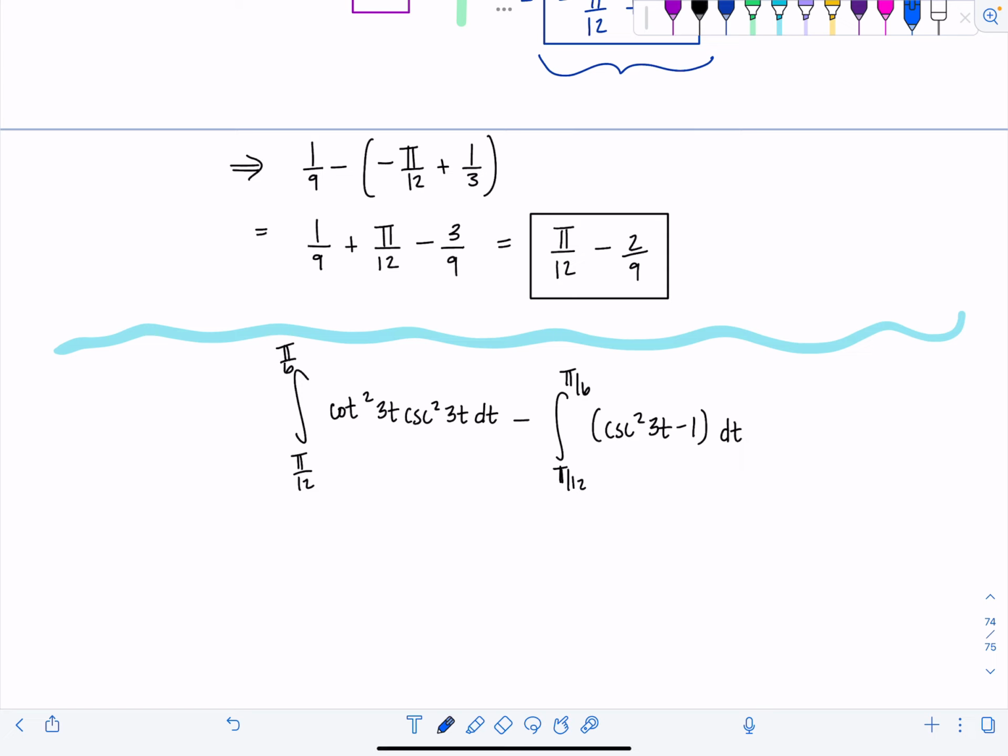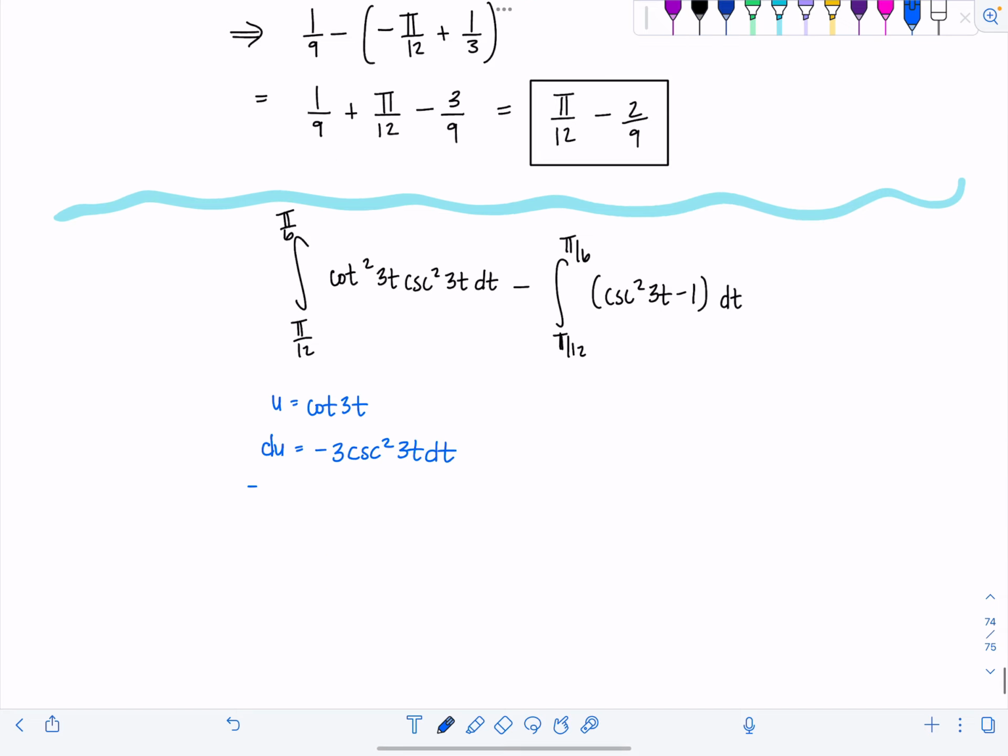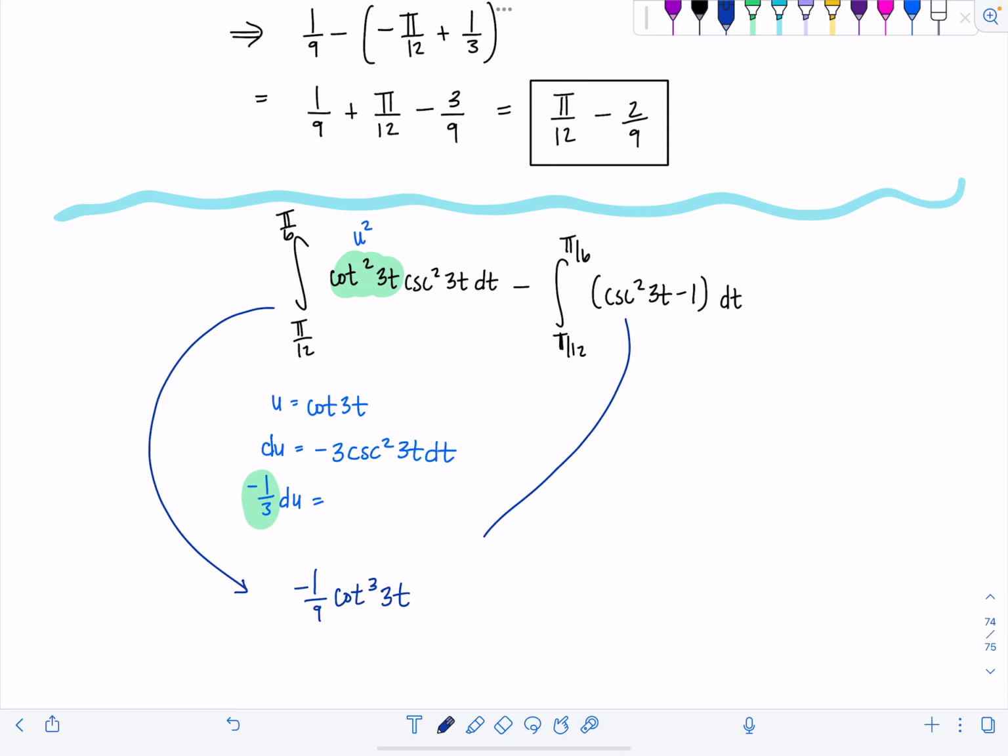So I did just write out, I was like, oh, I'm going to let u be cotangent 3t, and then I know du would be negative 3 cosecant squared 3t dt. So I already knew I was going to pick up a negative 1/3, and I could imagine in my head, well, then that's going to be u squared. And if I integrate it, it'll be u cubed over 3, and I already have a negative 1 over 3. So I literally just wrote in the next line, negative 1/9 cotangent cubed 3t.